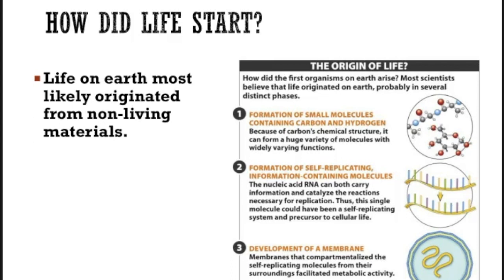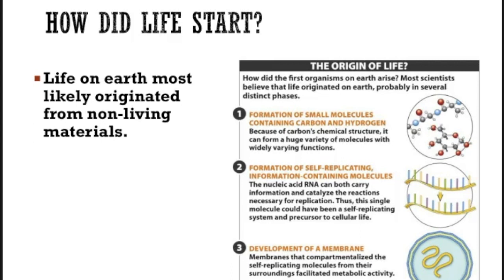The second thing that we have to have is the formation of self-replicating information-containing molecules. When we think about that, we tend to think about DNA. DNA is the information-containing molecule in all of our cells. But we think that maybe DNA wasn't the first self-replicating information-containing molecule. We think it was probably RNA, and I'll give you some more information on that later.